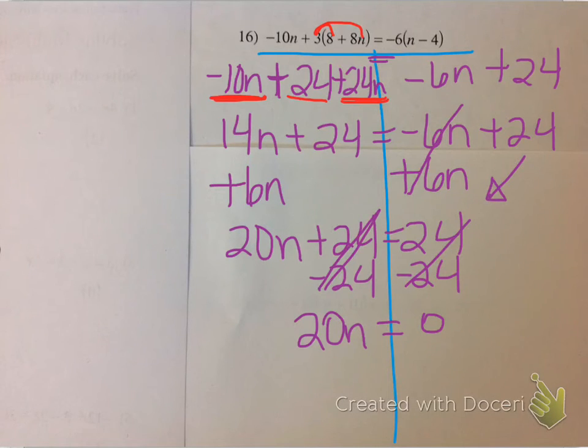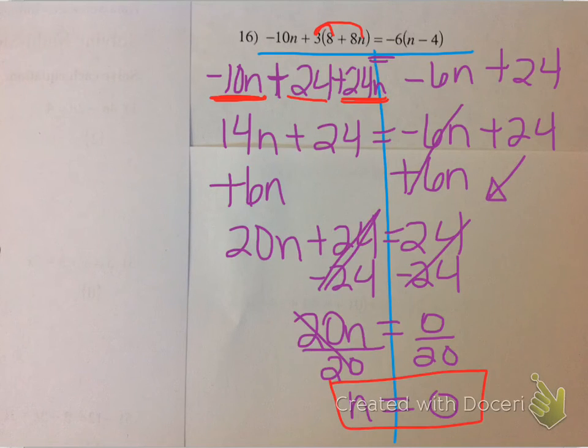Now we're going to remove that 20 from the n. We're going to do opposite of multiply, divide. 0 divide by 20 as well. So we are left over with n equals 0. That is our answer. Please do not get that confused with no solution. 0 is a number and it is a solution.